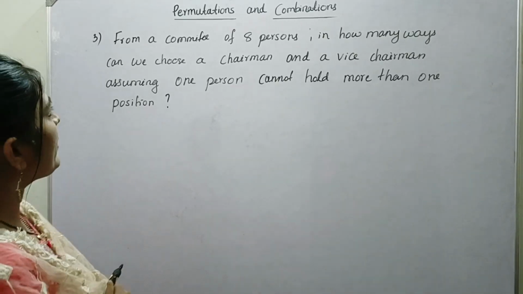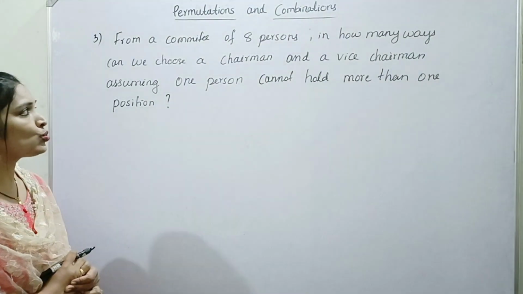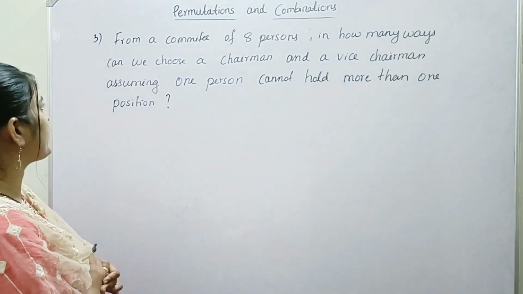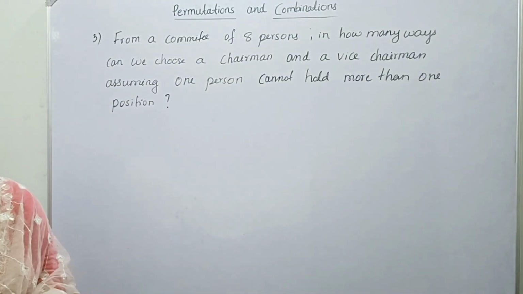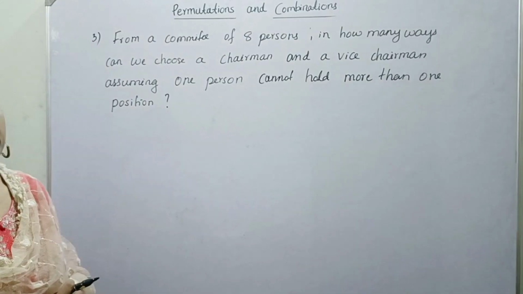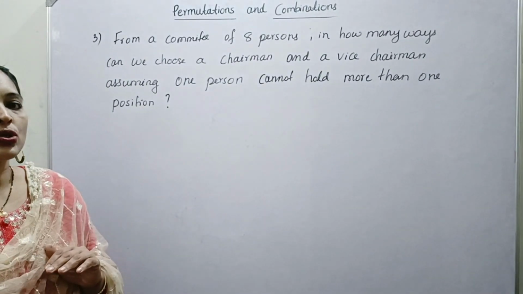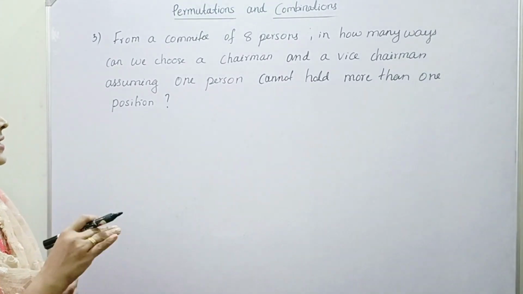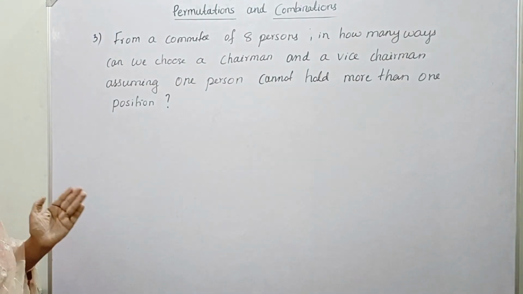Next question. From a committee of 8 persons, in how many ways can we choose a chairman and a vice chairman, assuming one person cannot hold more than one position? Here the total number of persons is 8, right? And we have to choose 2 persons, one a chairman and one a vice chairman.